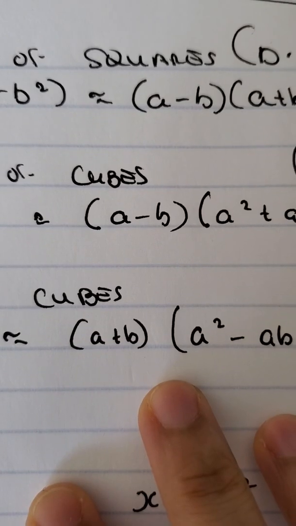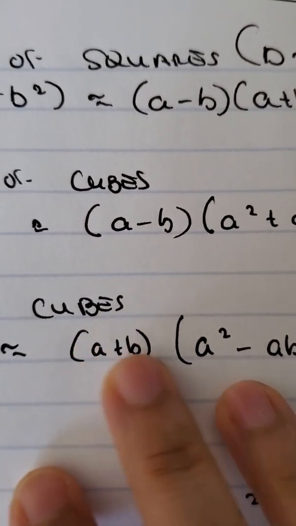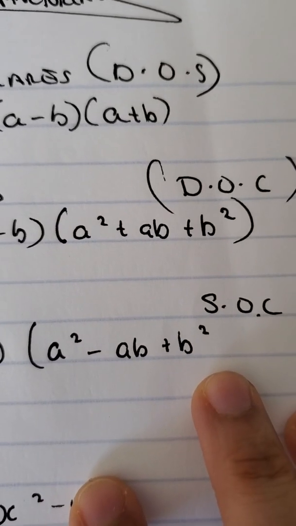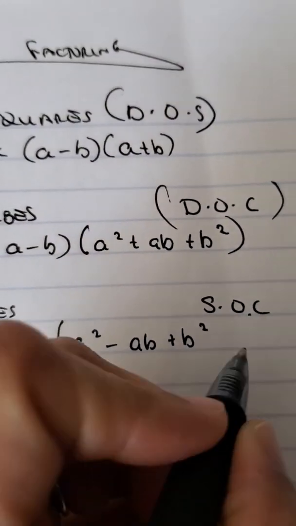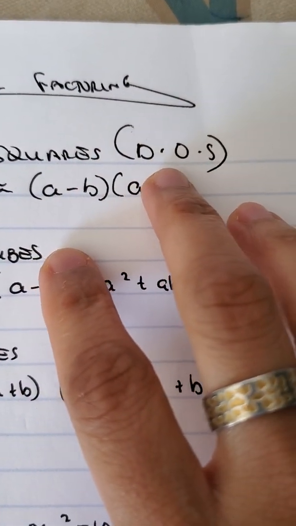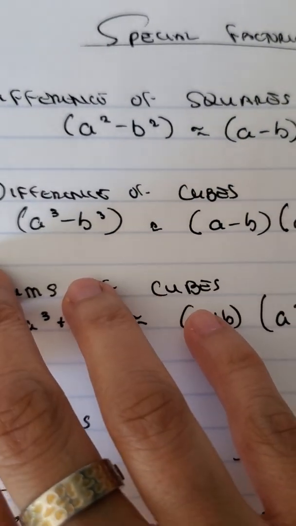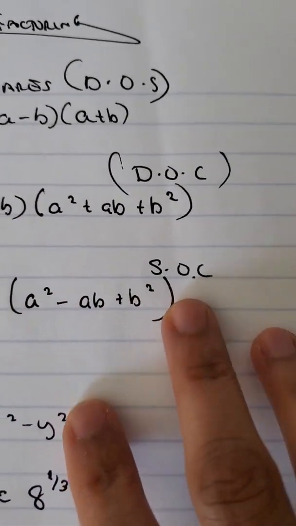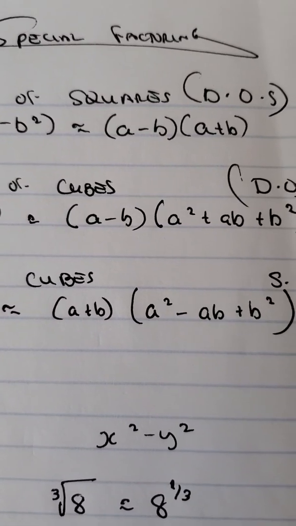That's a plus b, the factor a plus b, times the factor a squared minus ab plus b squared. And I kind of give them little acronyms, like difference of squares is DOS, difference of cubes is DOC, and sums of cubes is SOC, in case I want to just use short language when I'm working on it.